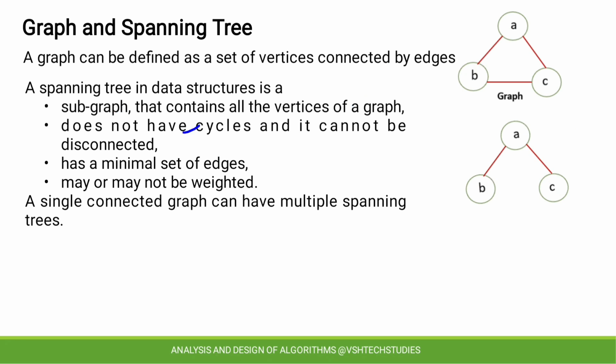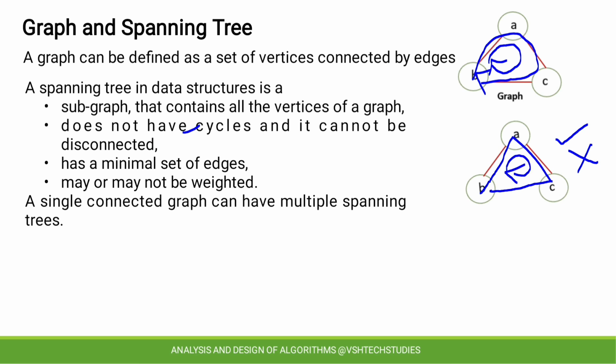See, a graph may have a cycle. If you start from this vertex through edges, you can come back to the same vertex. There is a path. But in trees, there is no cycle. If you start moving from this vertex through an edge, you will go to A, then you will go to C. There is no edge from C to B, and hence there is no cycle here. It cannot form a cycle. So that is what this second point means.